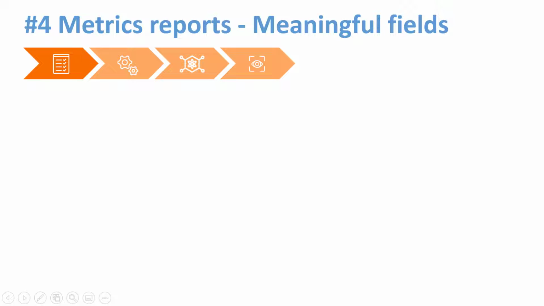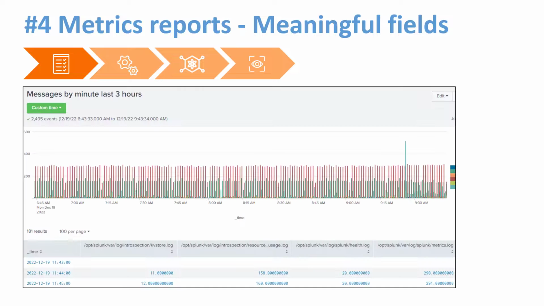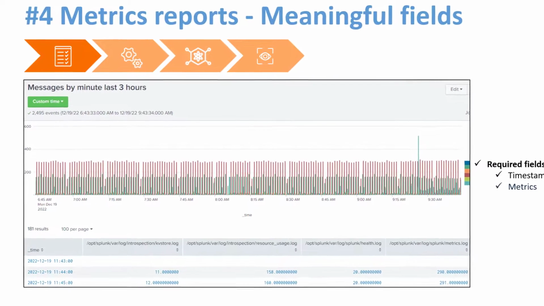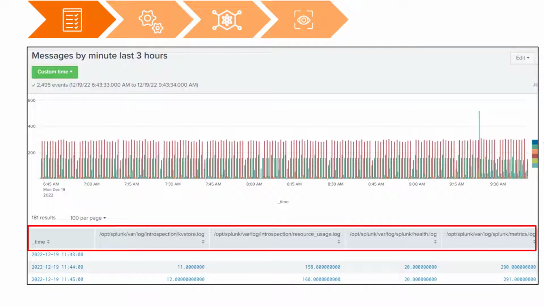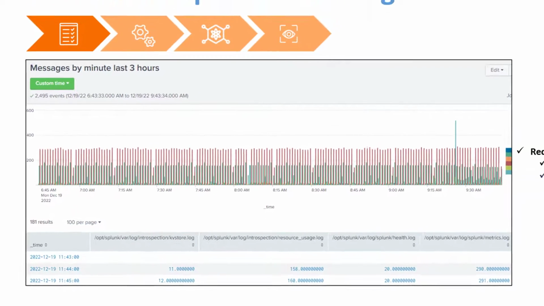Moving on to the prerequisite for a report containing metrics info. To display meaningful data in BMC Helix Operations Management, the report must have fields that contain the following type of information. Timestamp and metrics. You can have as many metrics columns as required. In addition, metric columns must have numeric values.